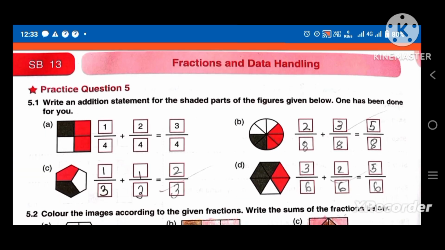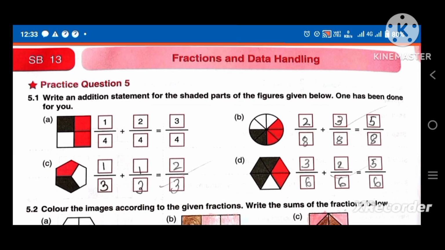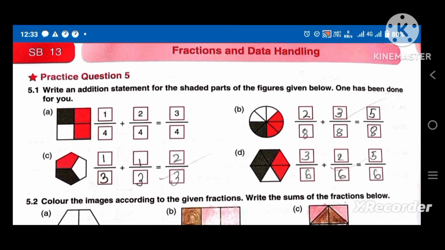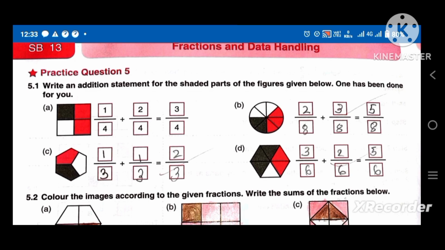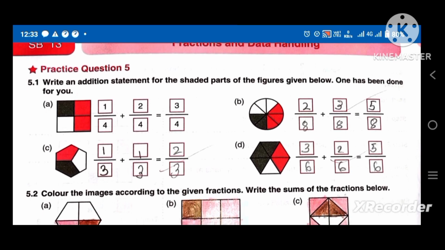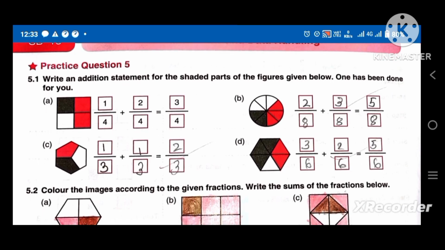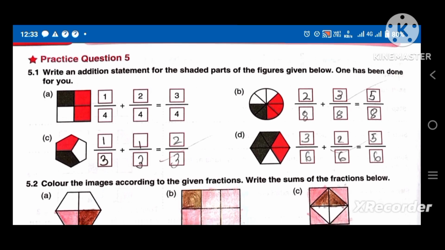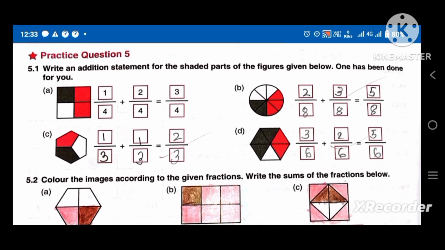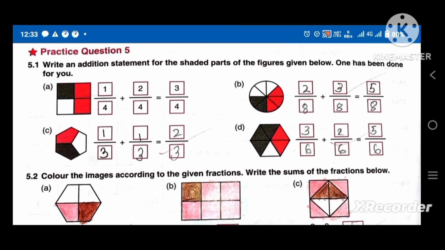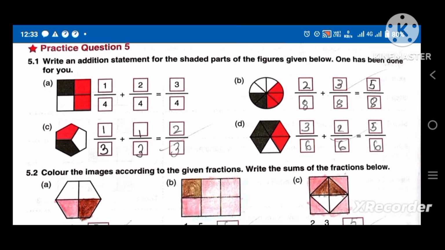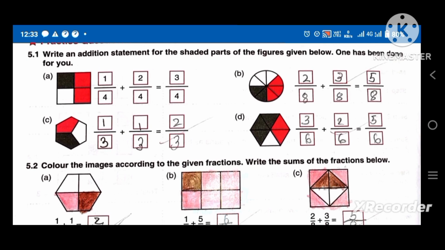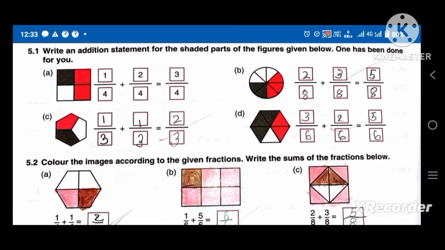Practice question number 5. 5.1. Write an addition statement for the shaded parts of the figures given below. One has been done for you. A. 1 by 4 plus 2 by 4. 1 by 4 means one color is black, that is 1 by 4, plus 2 colors are red, 2 by 4, is equal to 3 by 4.